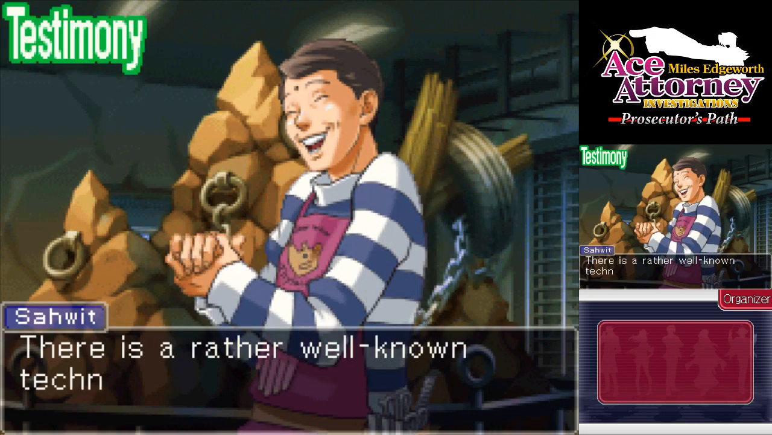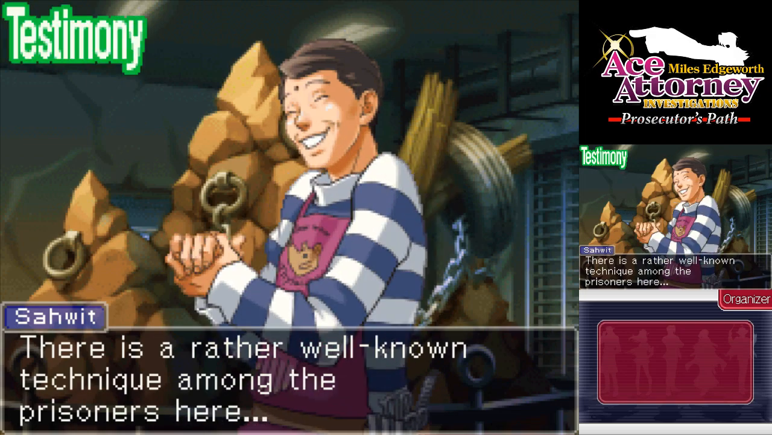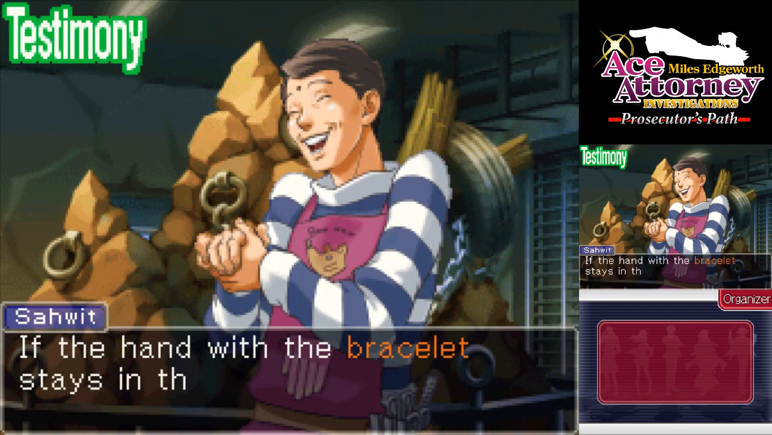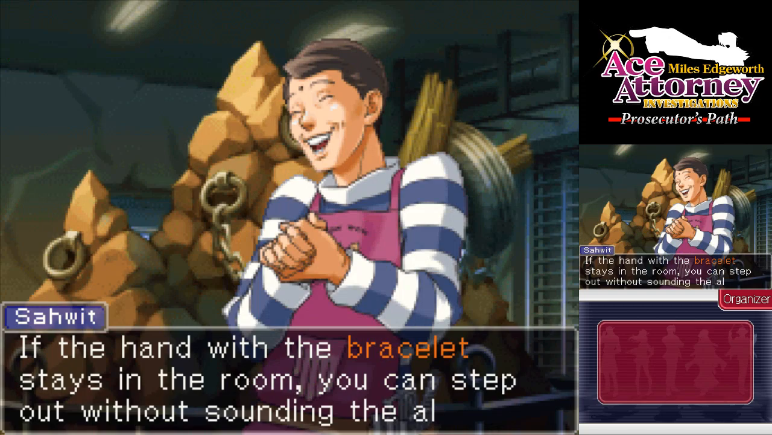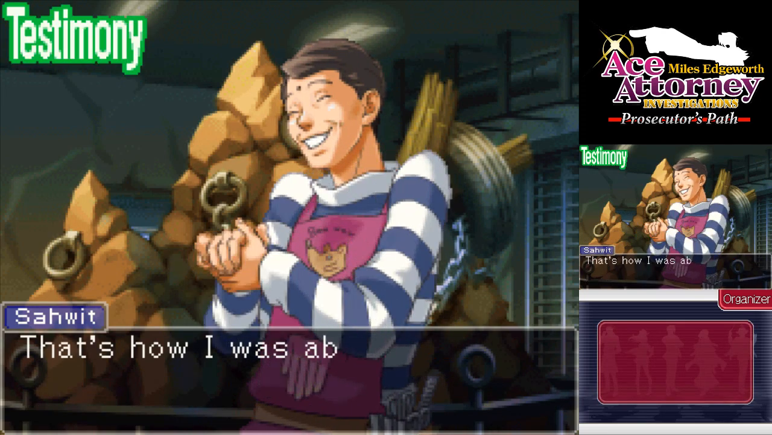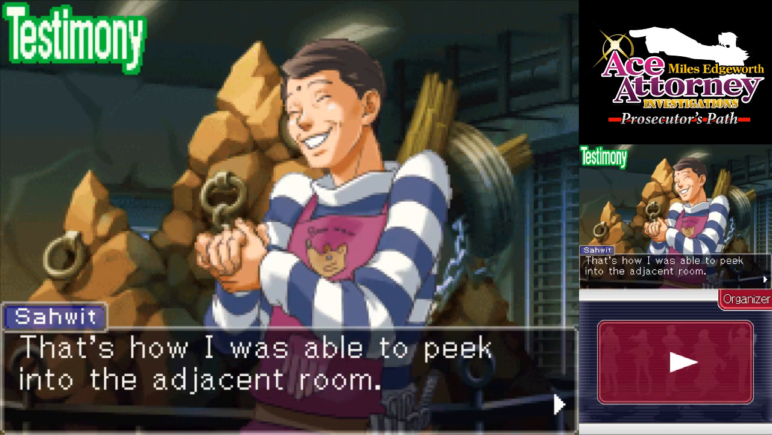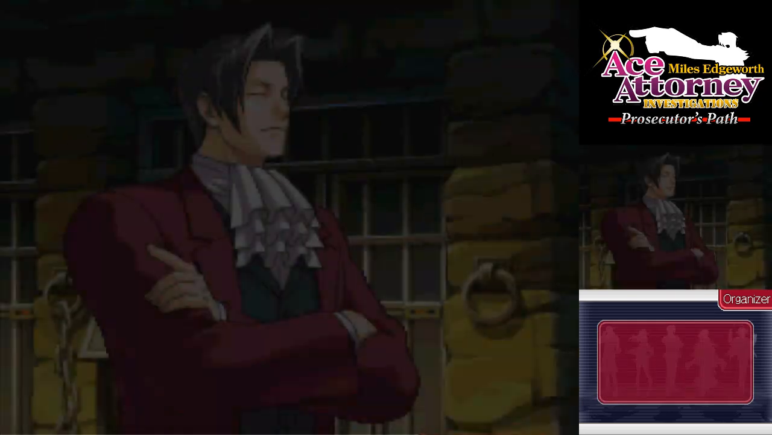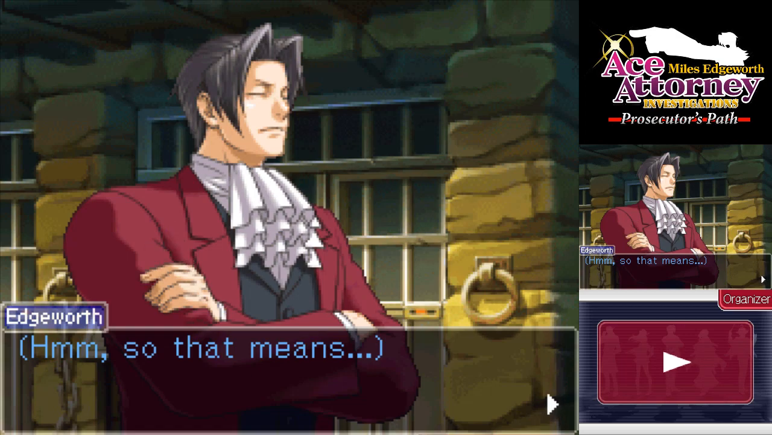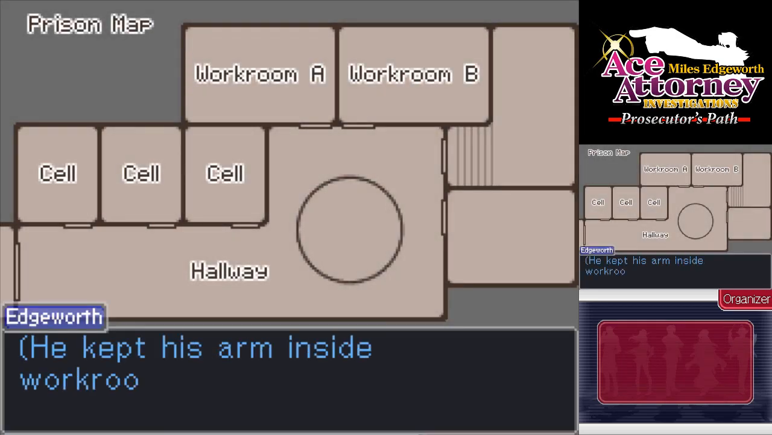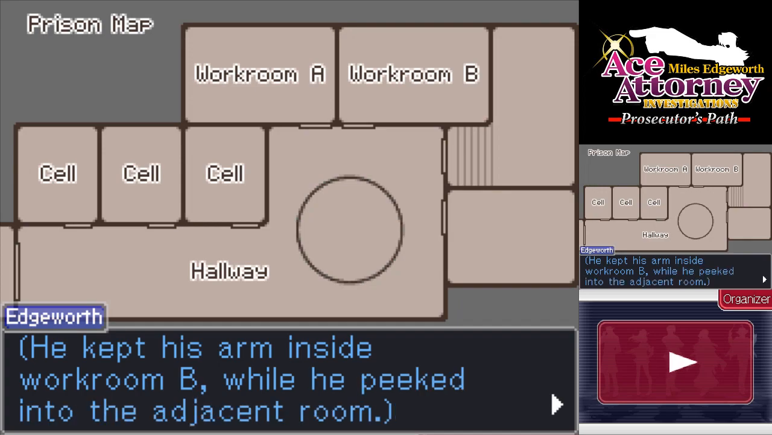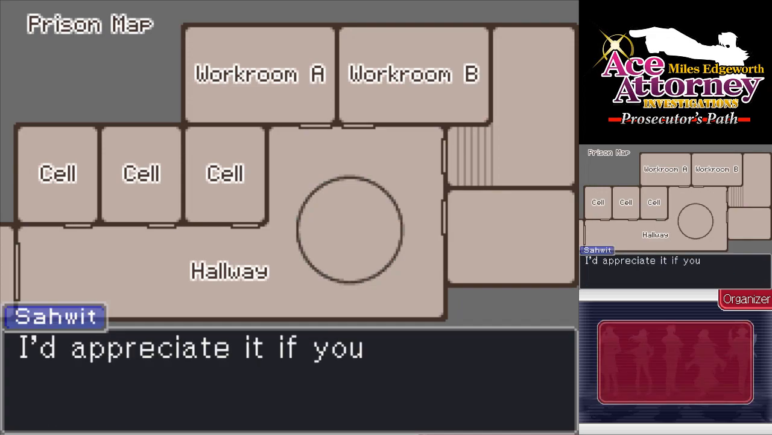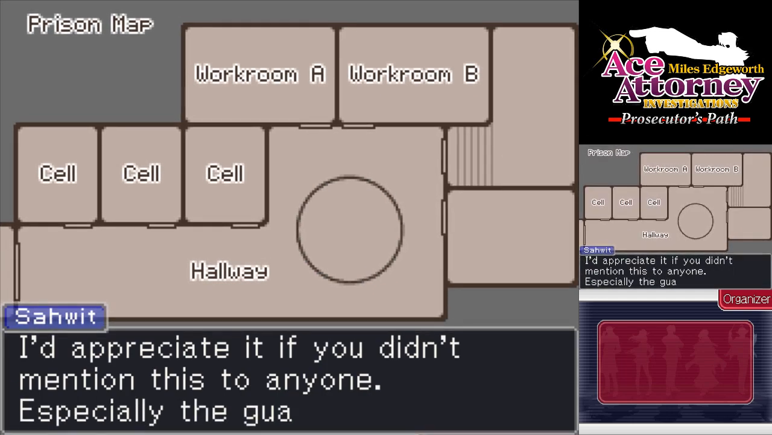There is a rather well-known technique among the prisoners here. If the hand within the bracelet stays in the room, you can step out without sounding the alarm. That's how I was able to peek into the adjacent room. The moment I realized that the man inside was dead, I let out a scream. So that means... He kept his arm inside workroom B while he peeked into the adjacent room. I'd appreciate it if you didn't mention this to anyone, especially the guards, okay?